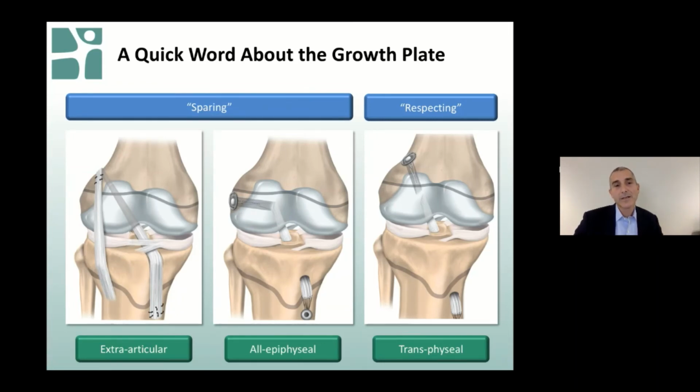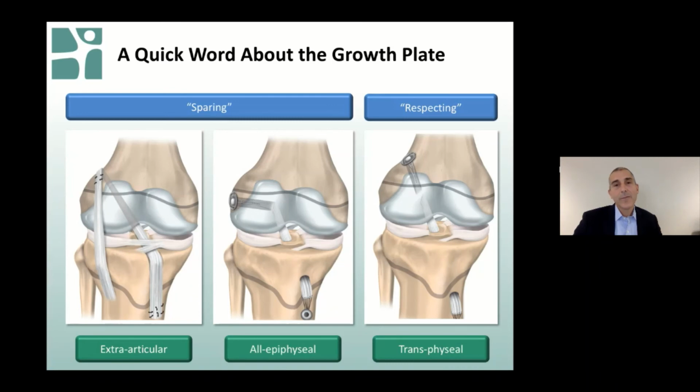The sparing operations can either be done by completely avoiding the drilling of any tunnels and simply wrapping graft material in the general area where the native ACL lives. That's called an extra-articular graft, and because it's not necessarily anatomical, is really reserved for our absolute youngest patients who are at significant risk for growth plate disturbance. We also have the all epiphyseal technique. This is one in which we do drill tunnels, but we try to position these tunnels to stay away from the growth plates, as you can see in the middle panel. And this is also suitable for our younger patients where we really don't want to affect the growth plate at all.